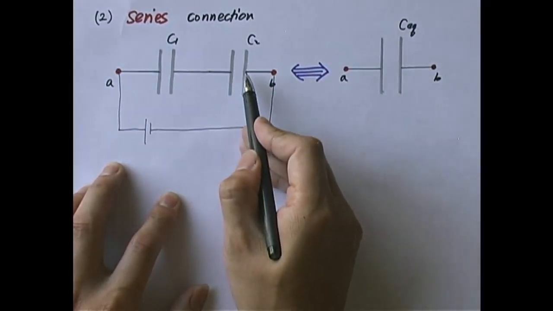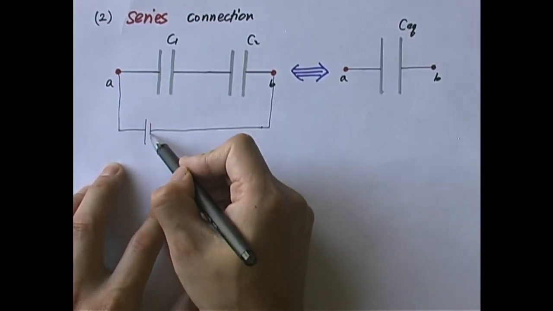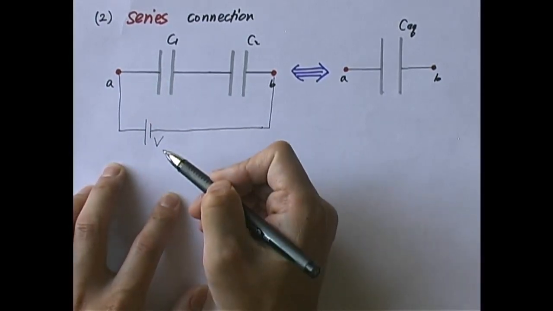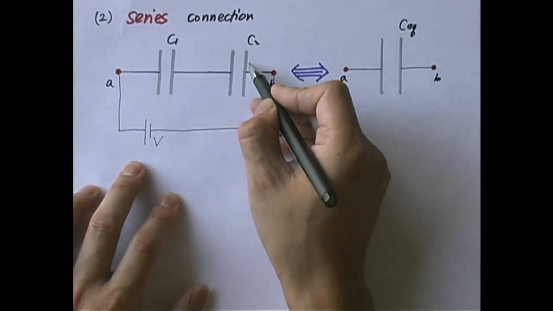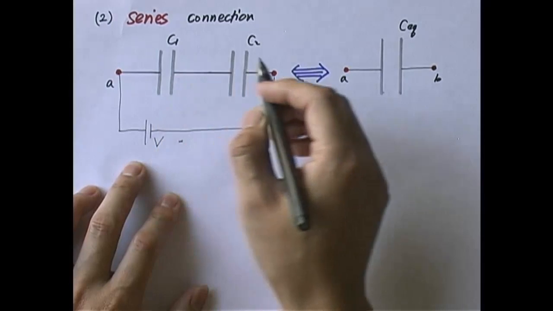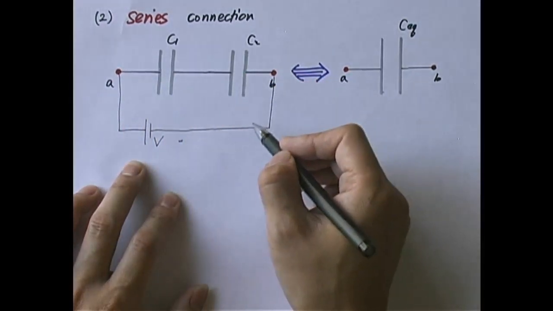So the potential difference between this point and that point is V, which is supplied by the battery. Now, as a result, a negative charge will appear here and a positive charge will appear there. The battery only transports charges. It does not create a net charge.